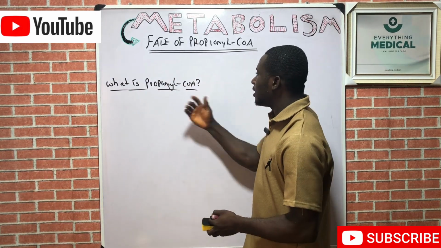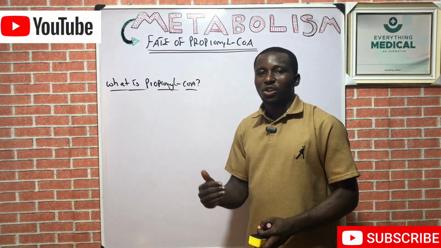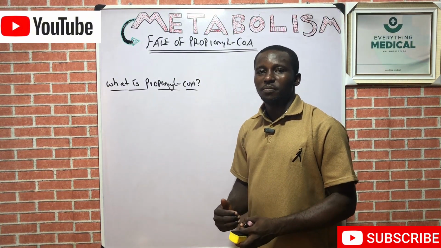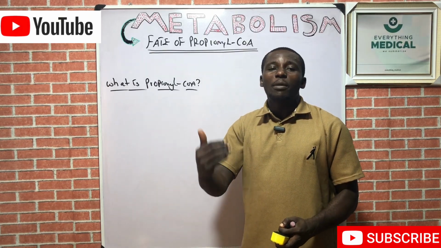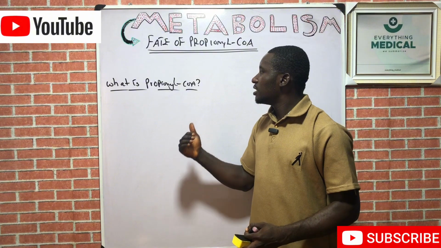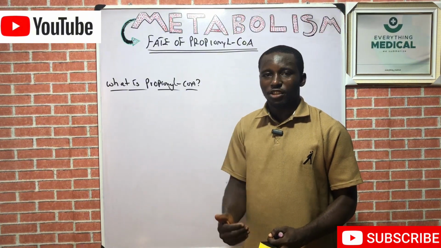Yes, it is a 3-carbon acid. It is generated from the beta oxidation of odd-chain fatty acids. There are some other metabolic pathways that tend to generate propionyl-CoA, such as the metabolism of valine and isoleucine.